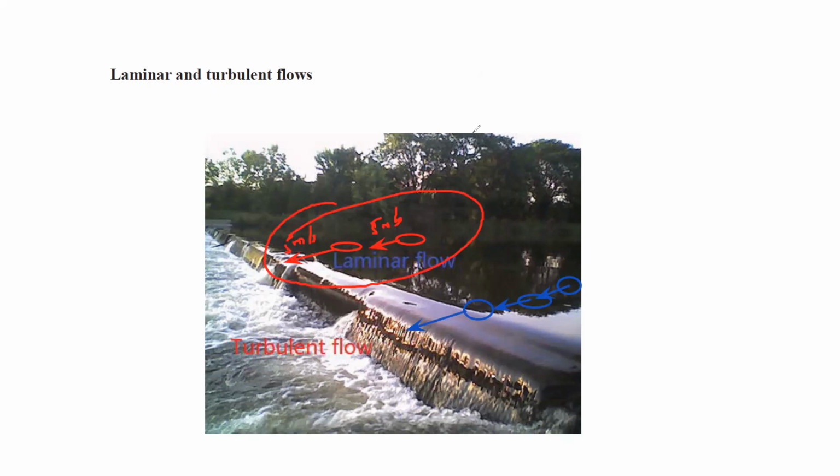In this section, the speed of the particles is the same, for example 10 meter per second, 10 meter per second, 10 meter per second. So for this section, the speed is the same for the particles. Here particles are moving slower, here particles are moving faster. But for that specific region, the speed of the particle is constant in a laminar flow. But in a turbulent flow, even in the same section, the particles are moving at different speeds.